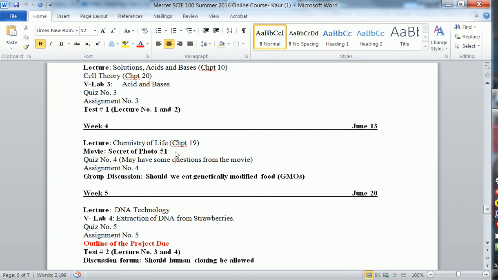And this week you will not have any virtual lab, but you will be watching a movie. The movie's name is Secret of Photo 51. I will be providing you with the web link of this movie. You have to watch this movie. It's a very, very interesting movie. This movie is about the time when the two very famous scientists, Watson and Crick, discovered the structure of DNA.